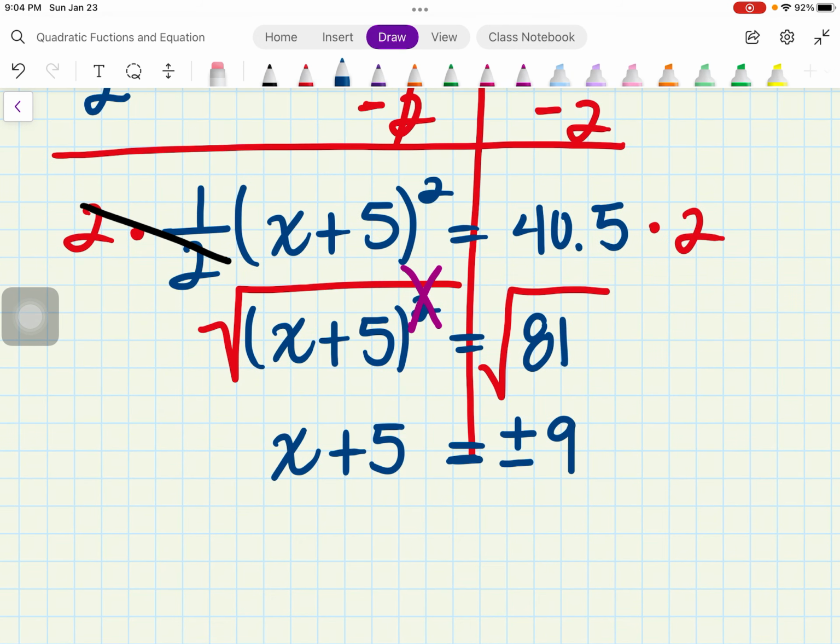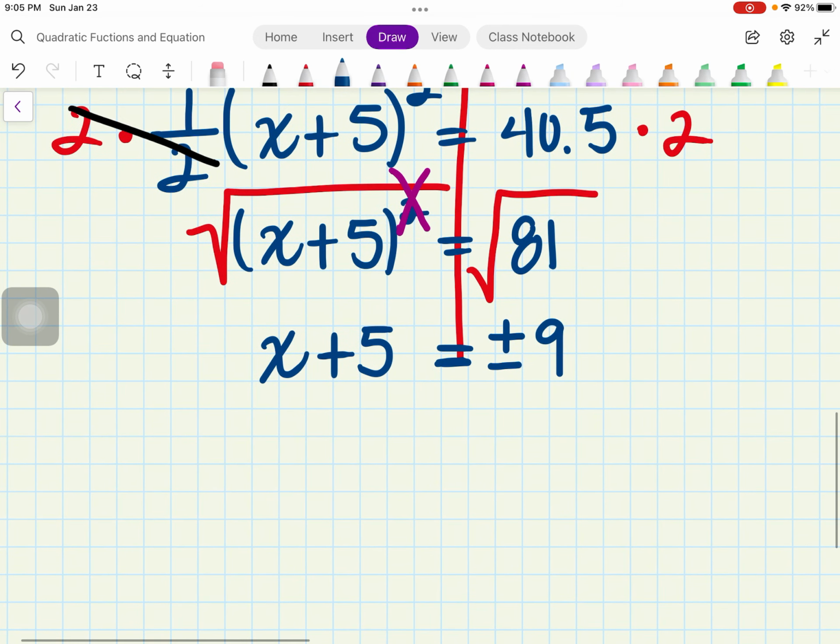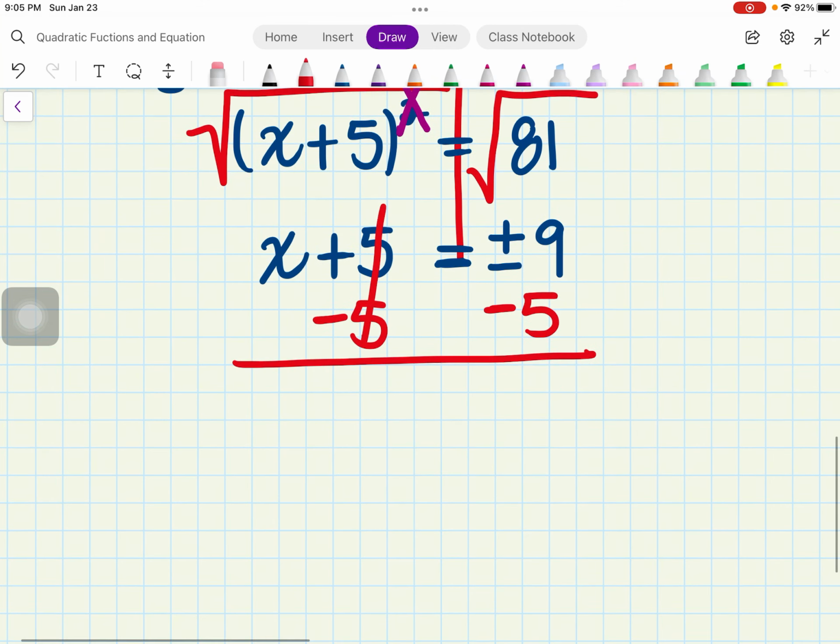All right. Next step, guys, is to subtract 5, because once again, the goal is to leave the x alone. And in this case, we have x equals -5 plus or minus 9.